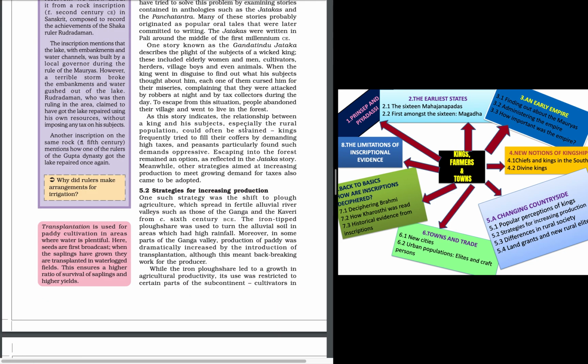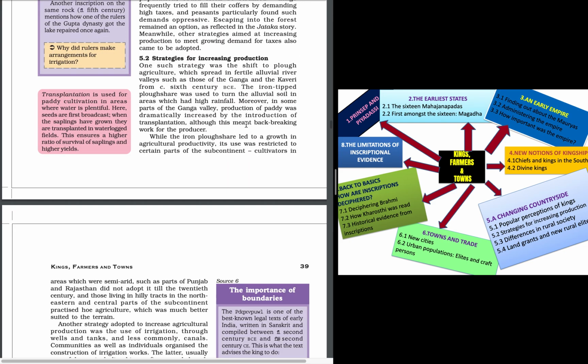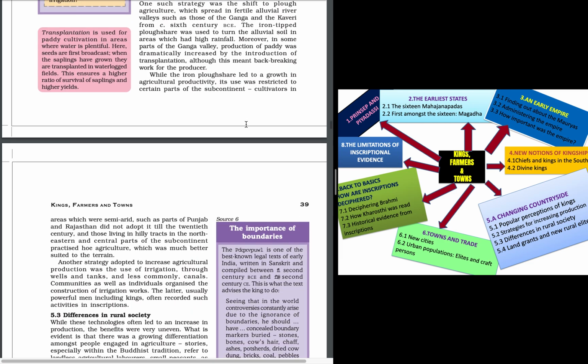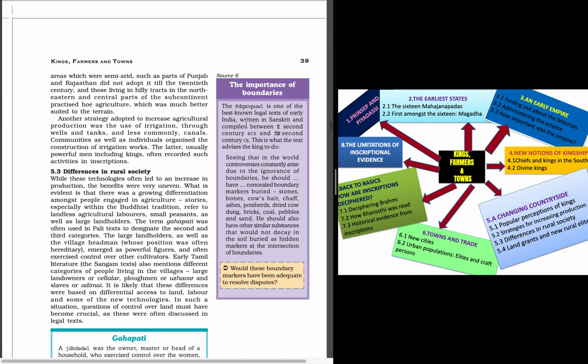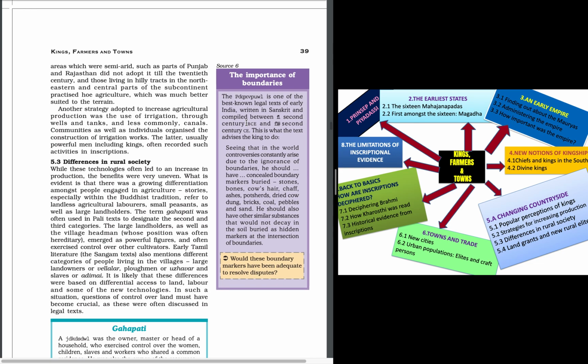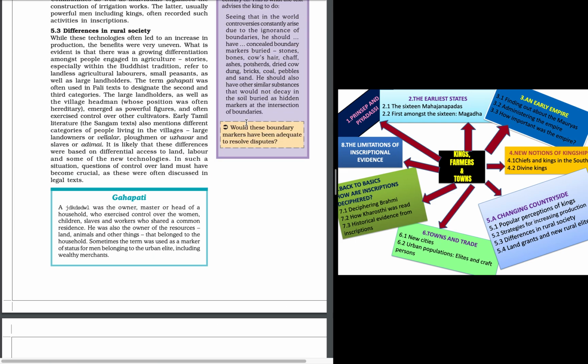Then another subheading is strategies for increasing production. Why the strategies for increasing production? Because agriculture was the basis, the backbone of the Indian economy from the very beginning. So how to increase the production? Because increase in the agricultural production was synonymous to the prosperity of the empire, prosperity of the land. Then the next point discusses 5.3 differences in the rural society.